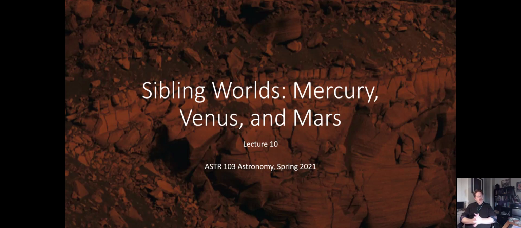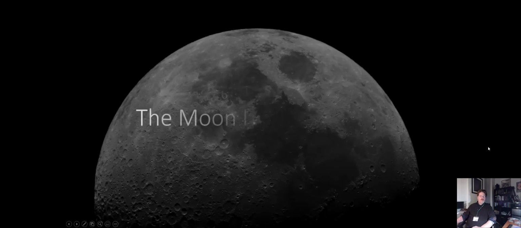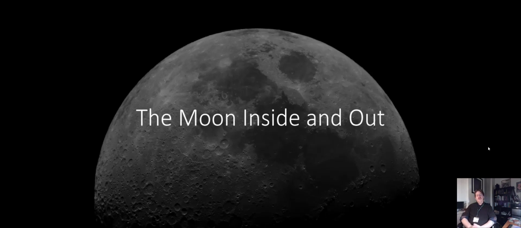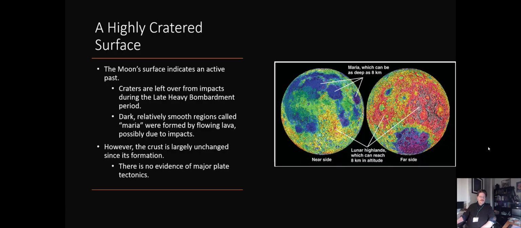This lecture will primarily be dealing with sibling worlds, the other three terrestrial planets, specifically Mercury, Venus, and Mars. But before we get into that, I'd like to finish up my discussion that I started in Lecture 9 with the home base, the Earth and the Moon. We're going to look at the Moon from an inside-out perspective, much like we did with the Earth.